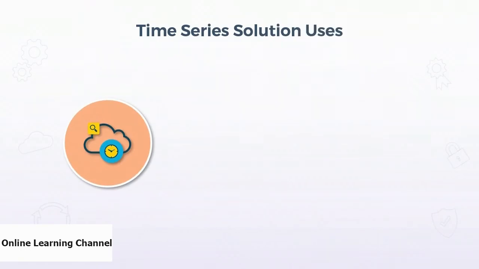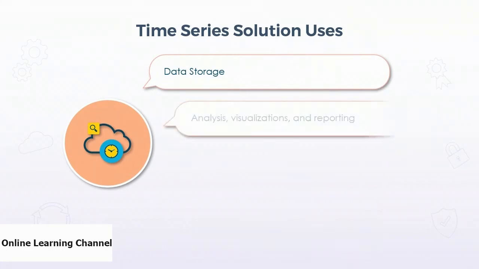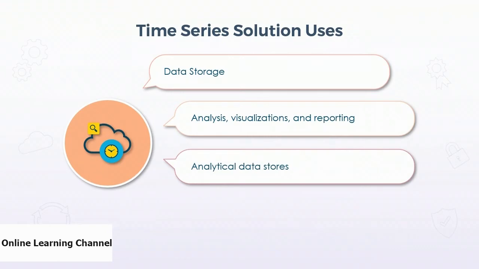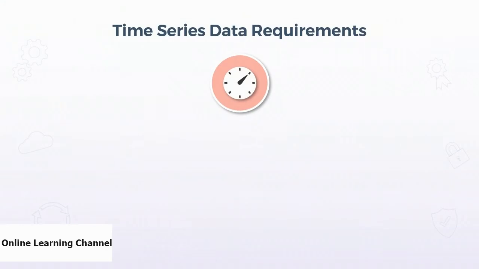So, to review what's involved in a full time series solution, you need data storage for when data is ingressed and waiting for further analysis. You have analysis tools, visualizations, and reporting for finding important trends and patterns in the data. You have an analytical data store, which serves the analysis and visualizations. And at the ingress, you need stream processing and stream buffering to handle and process the data real-time as it flows into the system. We'll finish up with requirements for time series data stores.